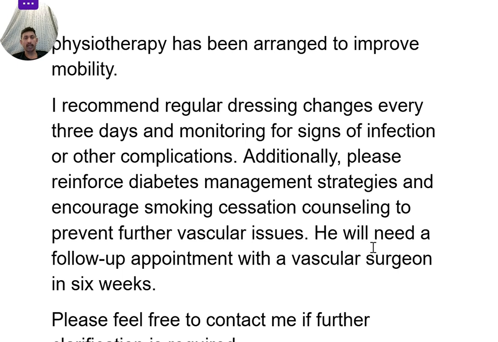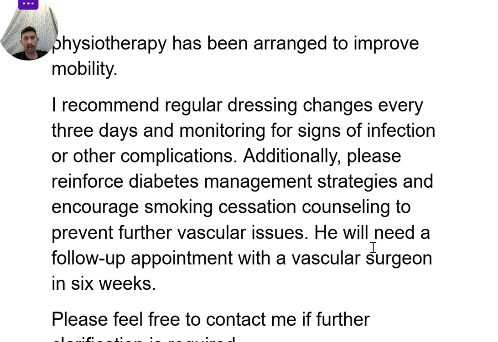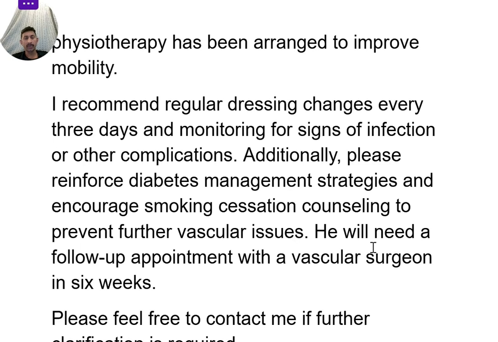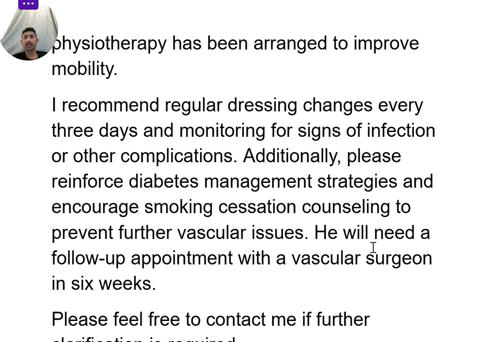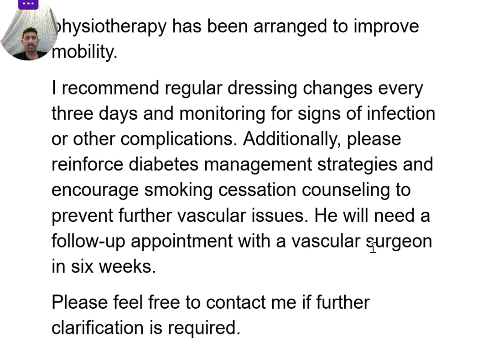So, for the receiver: I recommend regular dressing changes every 3 days and monitoring for signs of infection or other complications. There is no harm using "I recommend", because it's an active sentence, or either you can write: Mr. John Adams requires dressing changes every 3 days and monitoring for signs of infection or other complications. Additionally, please reinforce diabetes management strategies and encourage smoking cessation counseling to prevent further vascular issues. He will need a follow-up appointment with a vascular surgeon in 6 weeks.